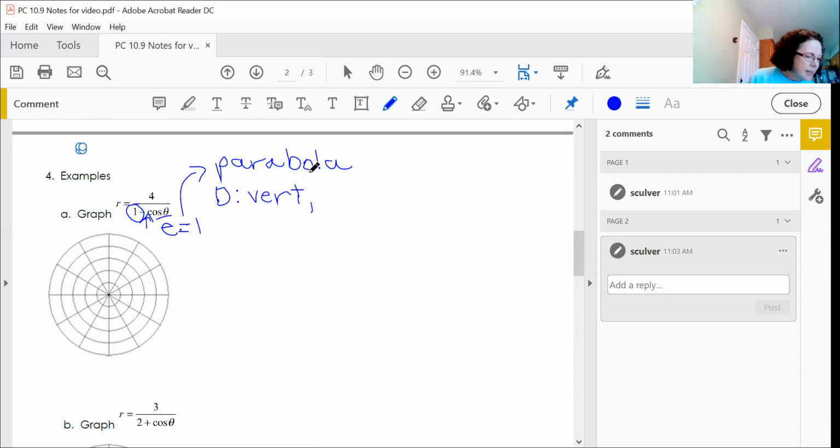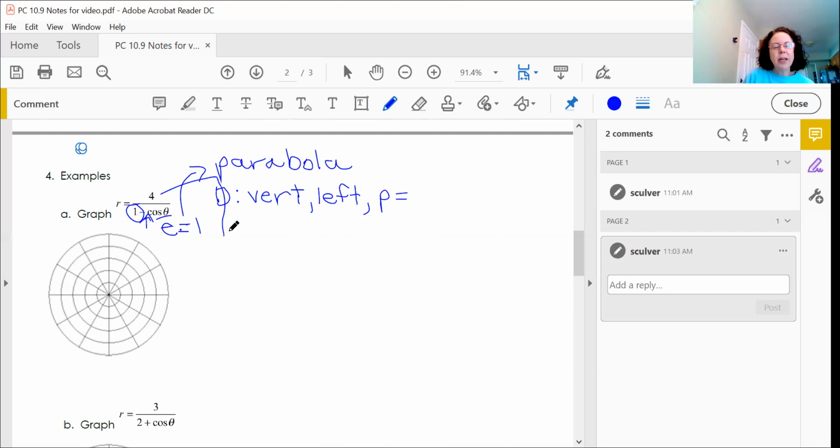Next, I check my sign, and I see I have a negative before the cosine, and so that means that my vertical line must be left of the pole, right? If it was a horizontal directrix, it would be below the pole. Now I just need to know how far, and that's what P is. Okay, so let's take a look.